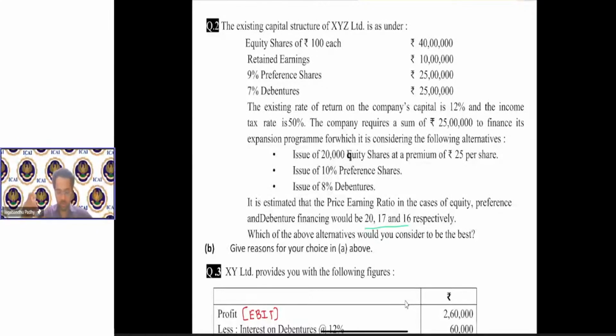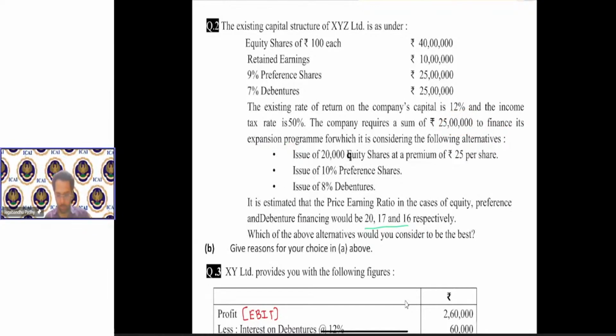Okay. Now, we have to look at this question in which the capital structure is 1 crore in total. The existing rate of return on the company's capital is 12%, and the income tax rate is 50%. The company is needing an additional 25 lakh to finance its expansion program.